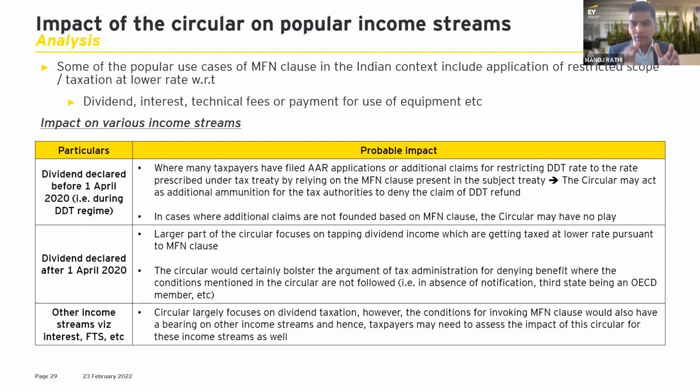First, there are a set of taxpayers who've simply said Article 10(2) of the respective tax treaty provides for a lower rate of taxation for dividend, and the interpretation there is to simply borrow that 10% and say that 10% replaces the DDT rate.